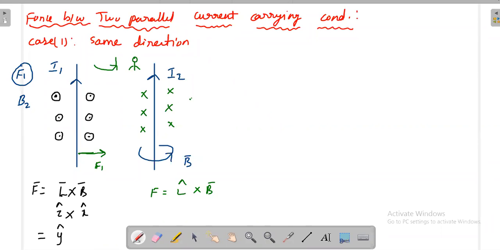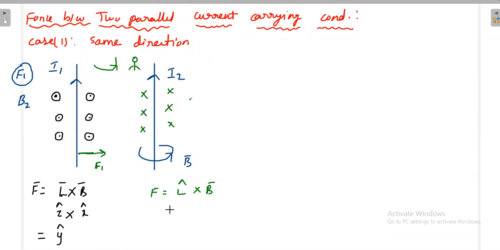Okay, so what is that one? The L cap means the direction of the current in the conductor. That is y, that is Z cap. Okay, what is the direction of the magnetic field? The magnetic field is really going away from you. That is really the minus x cap direction. Once you compute this, that will be the minus y cap direction.